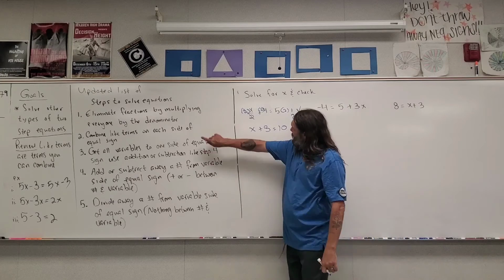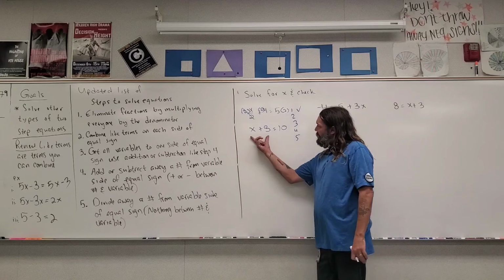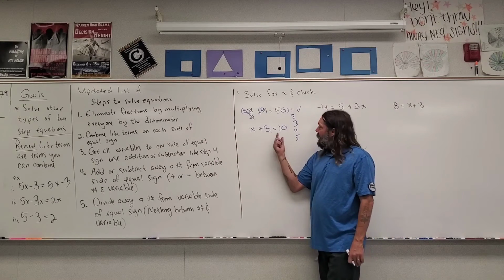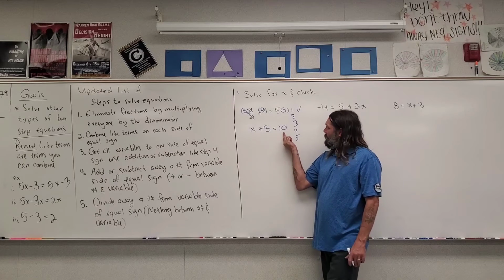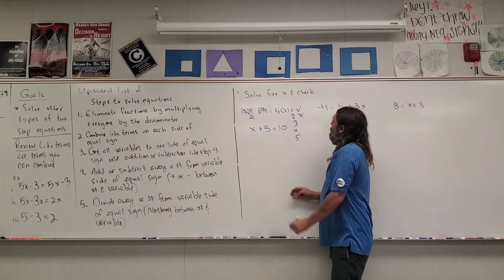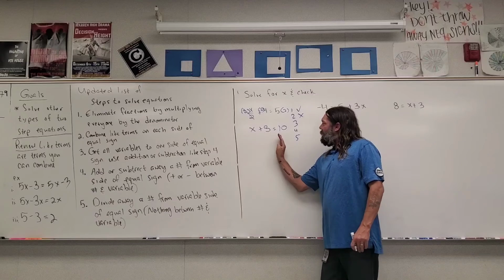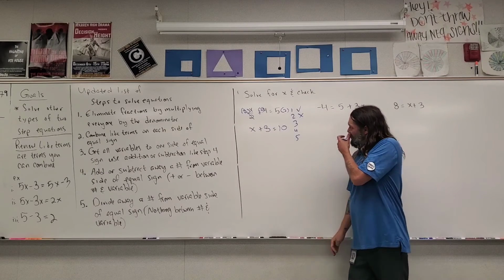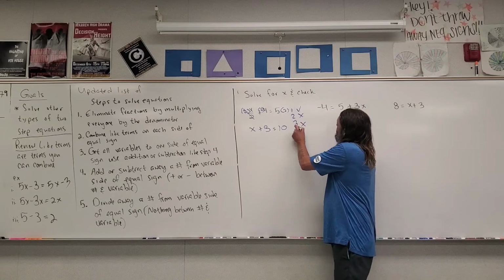Step 2, can I combine like terms on each side of the equal sign? Can I put these together? No, I cannot. Is there anyone to put together with this? No, there's not. Can't do step 2. Are all my x's on one side? Yeah, all my x's are on the left side of the equal sign, so I cannot do step 3.